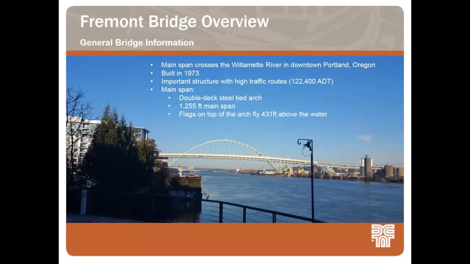The Fremont Bridge crosses the Willamette River in downtown Portland, Oregon. It was built in 1973, and it's a very highly used structure. The main bridge is a double-deck steel tied arch spanning over 1,000 feet. One unique thing about the Fremont Bridge is there was a lot of public outcry to produce a beautiful big bridge after the Markham Bridge, just south of the Fremont Bridge, was constructed as a low-cost alternative and was not very pretty to look at.